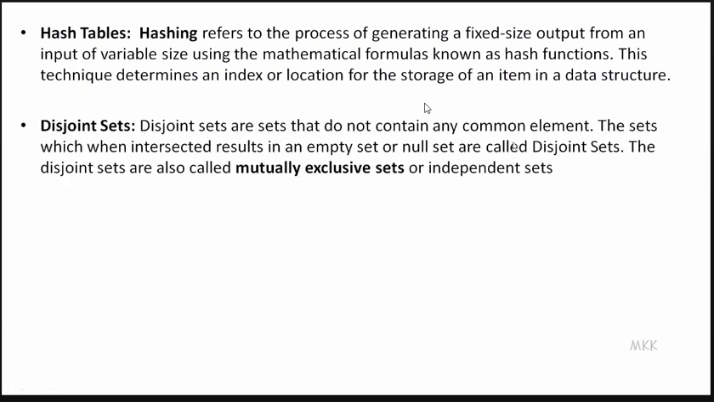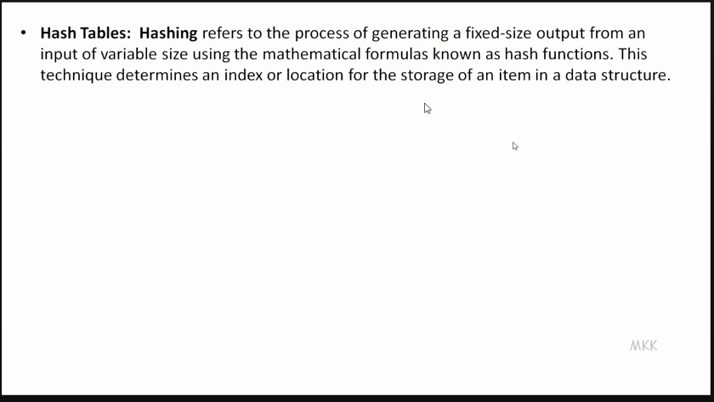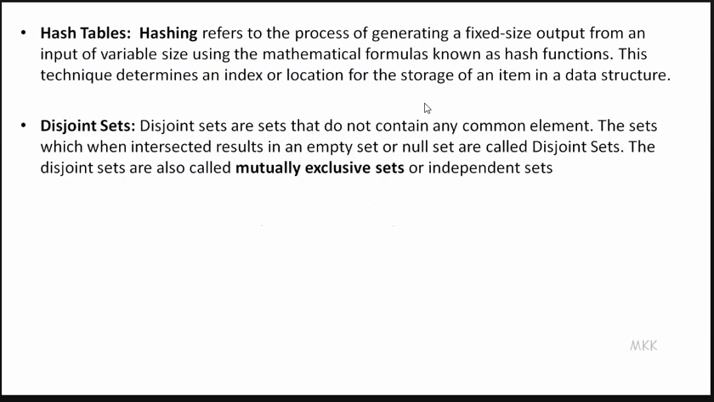Coming to the hash tables, how does a hash table work? We already know why hash tables are used in data structures and what their purpose is. Generally, hashing is a process which generates a fixed size output from an input variable using mathematical functions, which are used in hash functions. This technique determines an index or location for the storage of an item in the data structure. Simply, we follow what index we are using, at what location the data has to be stored, and how this data will be accessed from the memory. Everything comes under a function called hashing, and for that purpose we use hash tables. It comes under data structures.